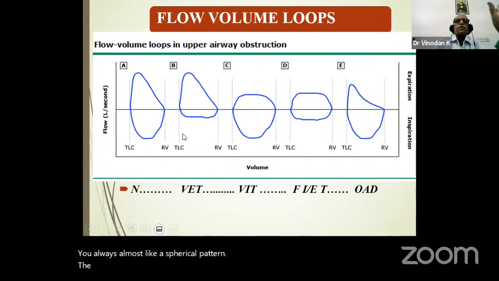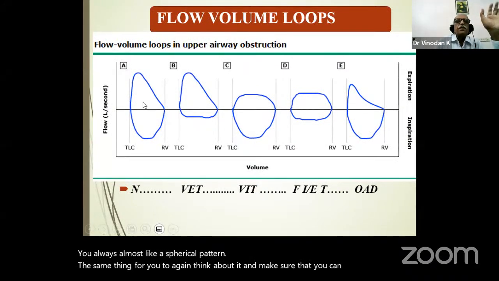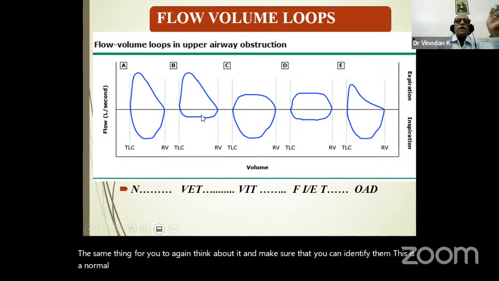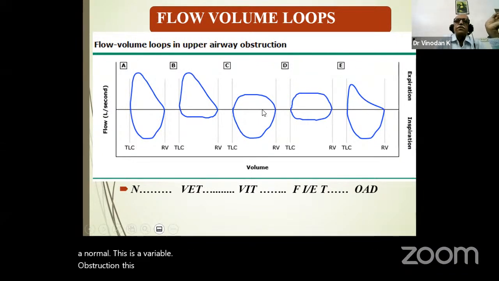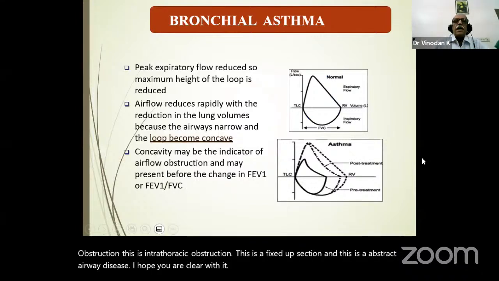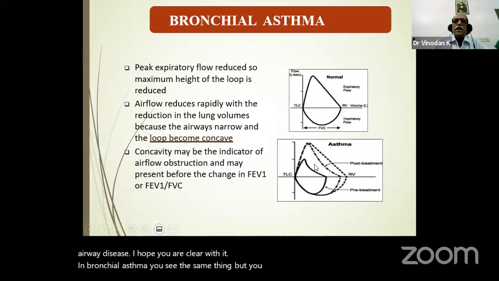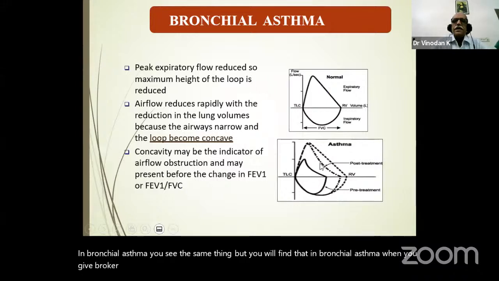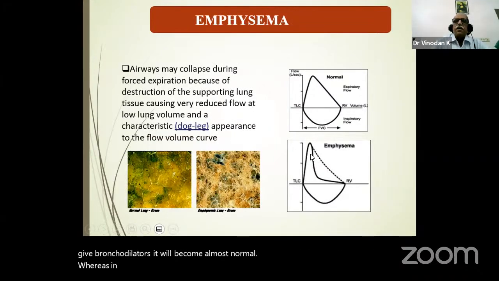The same thing for you to think about again and make sure that you can identify them. This is a normal, this is a variable extrathoracic obstruction, this is the intrathoracic obstruction, this is the fixed obstruction, and this is the obstructive airway disease. I hope you are clear with it. In bronchial asthma, you see the same thing, but when you give bronchodilators, it will become almost normal. Whereas in emphysema, it will not become normal. It will improve to an extent, but it will never become normal.